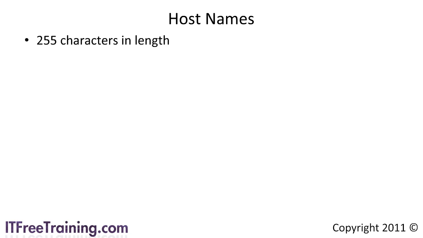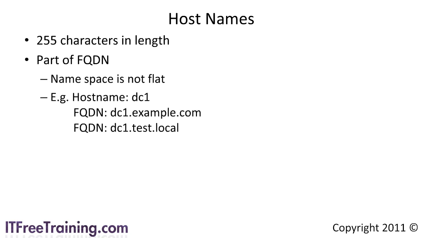The host name forms part of the fully qualified domain name. This means you can include a domain name with the computer name. With the introduction of the host name and DNS, the namespace is no longer flat. For example, you could have the computer name DC1 registered in both the example.com domain and the test.local domain. Using host names, both these computers could exist on the same network, even at the same site, and the names would not conflict with each other.